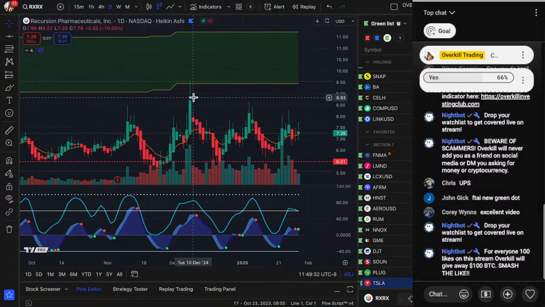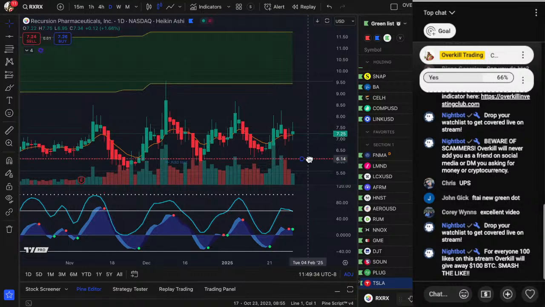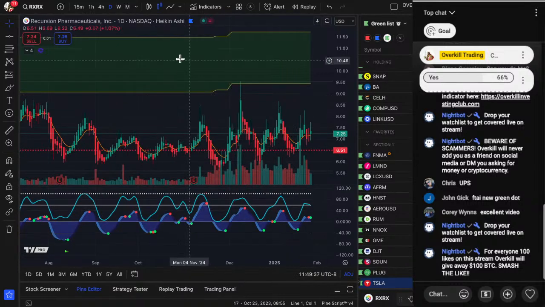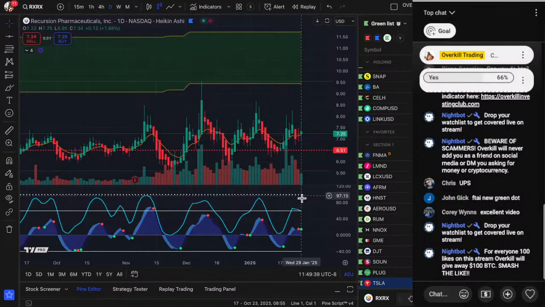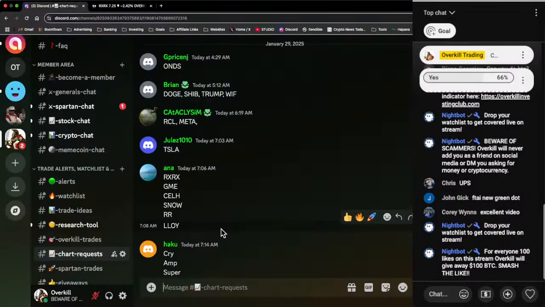RXRX. Things are moving good. I put the stop loss up here at like 650. You got a green dot here today. Watch for that one to break out tomorrow. 650 is going to be your stop.